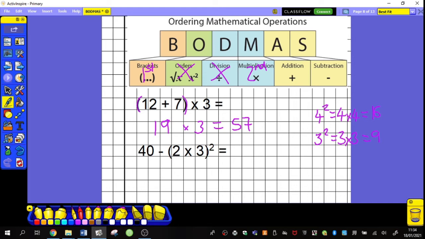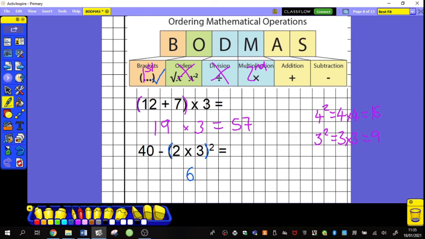So first thing I notice, I've got 40 take away 2 times 3 squared. So first thing I need to tell myself is, do I have any brackets? Yes, I do have brackets. So I'm going to do the brackets first. And inside the brackets is 2 times 3. 2 times 3 is 6.